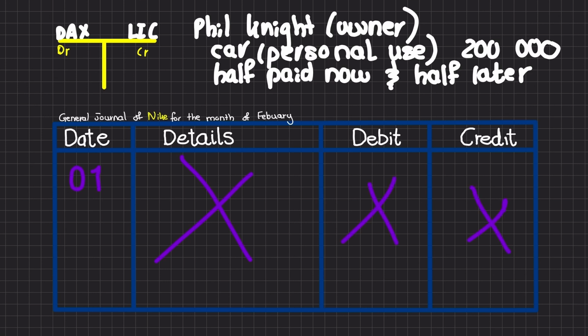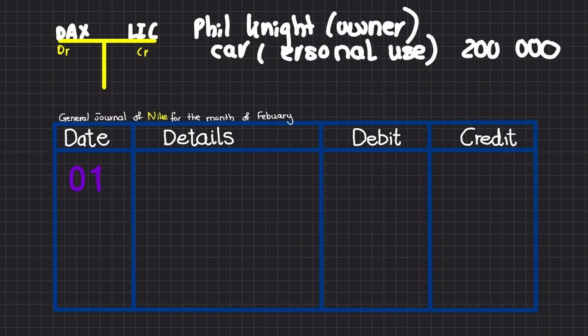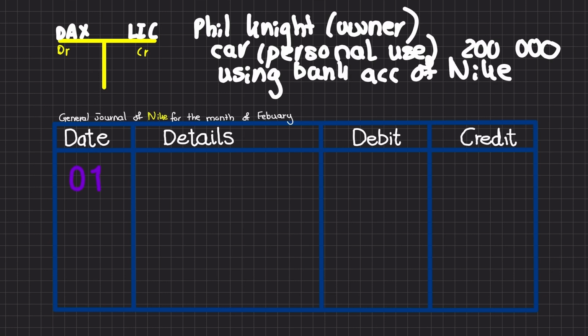And that's very important to understand, that the general journal is for records of transactions that were done for Nike, all right? This is for Fortnite, right? The owner, he bought the car using his own money. Now, however, if the question then said that he used the business's money for personal use, 200,000, personal use, using the bank account of Nike, then it is a different story.